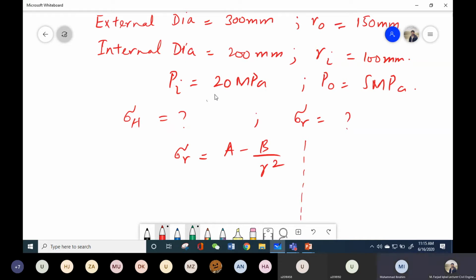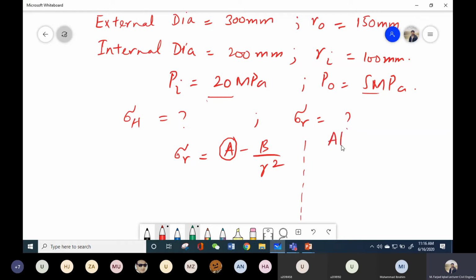So at the internal radius, the radial stresses are already given, that is 20 megapascal. And similarly, at the external radius, it is also given as 5 megapascal. So we need to determine the values of radial stresses in between to show the variation. So again, we will apply the boundary condition to figure out the values of these two constants A and B. So let us apply this boundary condition.